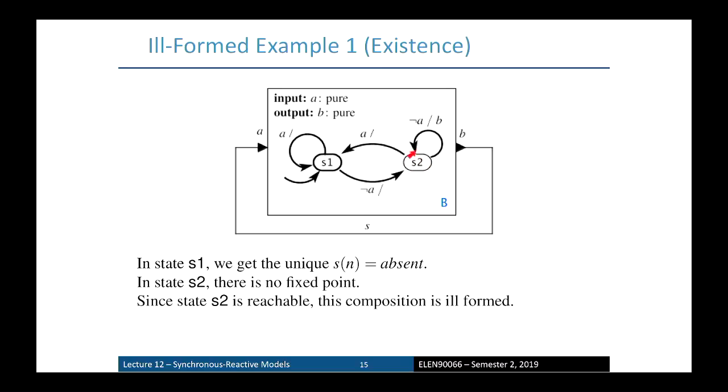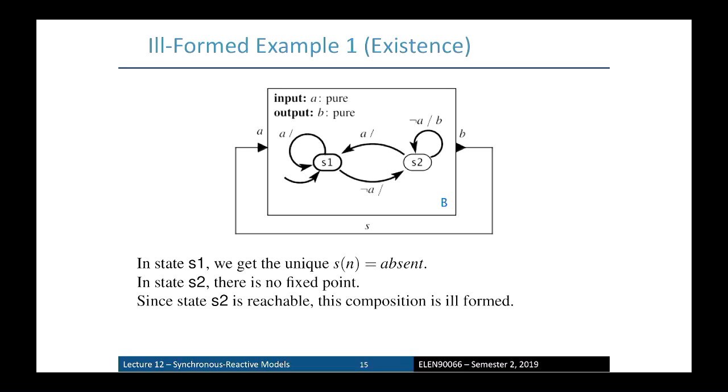Okay, now the interesting part happens when you're in S2. What do we look at here? Well, this loop back here has the output being present, and this output here has the output being absent. Okay, so if you're in S2 and the output is present here, then because B is A, you must take this transition which says that the output must be absent. So you have a contradiction, and therefore the composition is ill-formed. There's no fixed point for this state. Whatever you choose for the output, it's going to be contradictory.